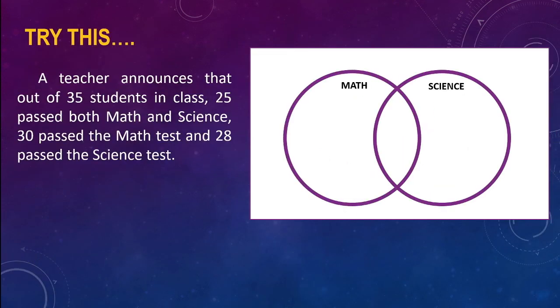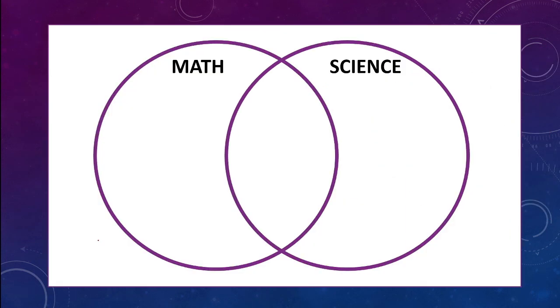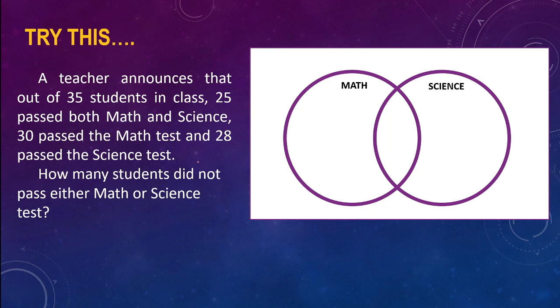Try this. A teacher announces that out of 35 students in class, 25 passed both math and science, 30 passed the math test, and 28 passed the science test. How many students did not pass either math or science test? Okay, so unahin natin yung intersection. So, ang intersection nila is 25. So, 25 passed both math and science. So, parehong naipasa niyang dalawang subject. So, lagay natin 25.